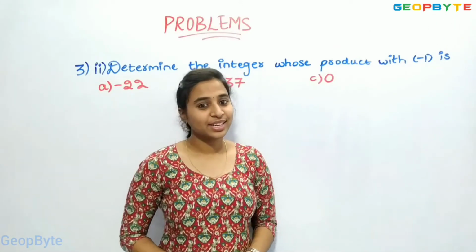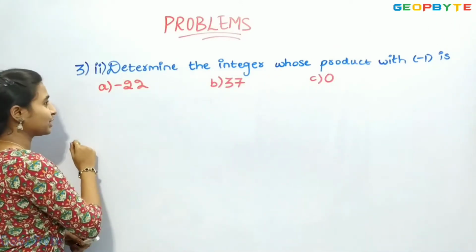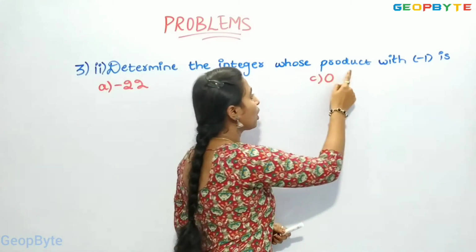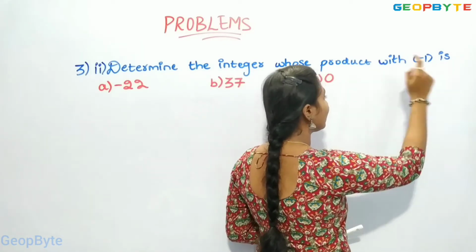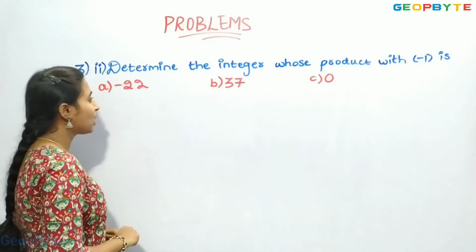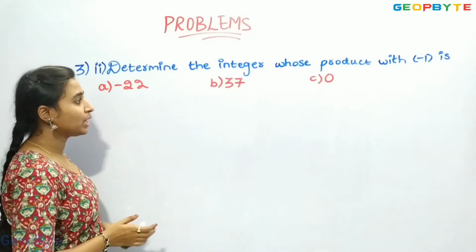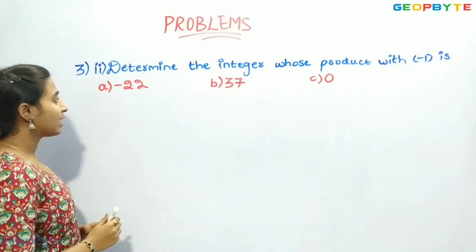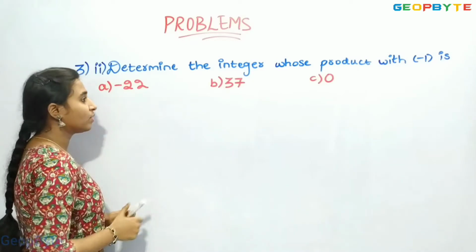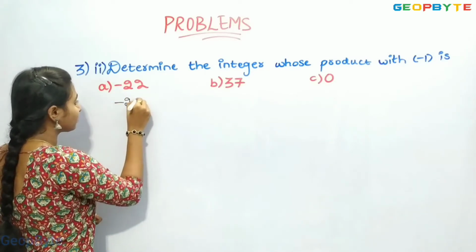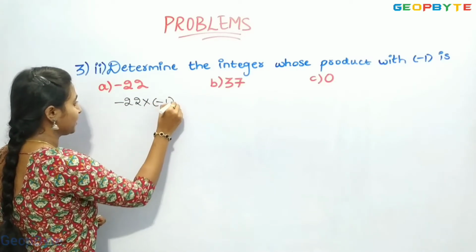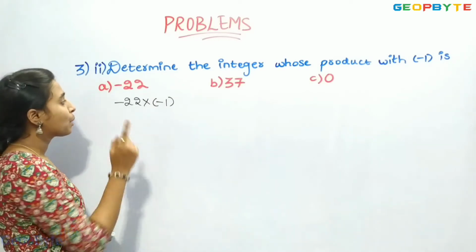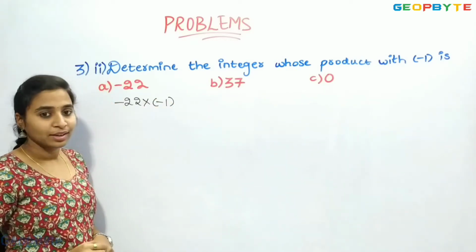Now let us see the second bit in the third question. We have to determine the integer whose product with minus 1 is given. Now they have given 3 questions below. Let us solve one by one. The first one is they have given minus 22. We need to multiply minus 1 to it, right? This is what they have given, that we need to multiply minus 1 to each and every number.